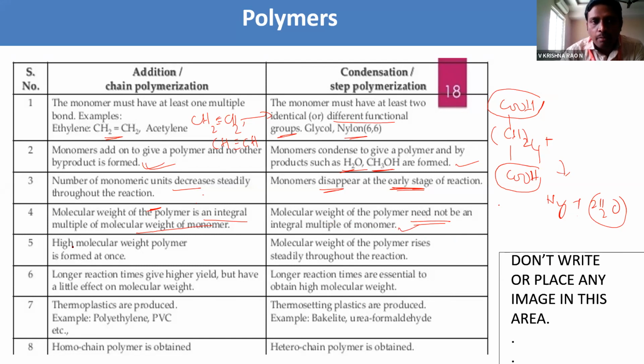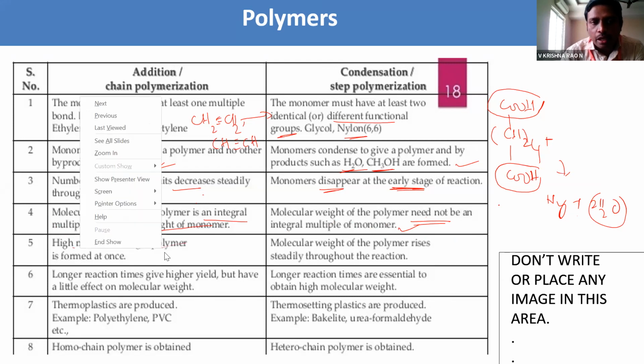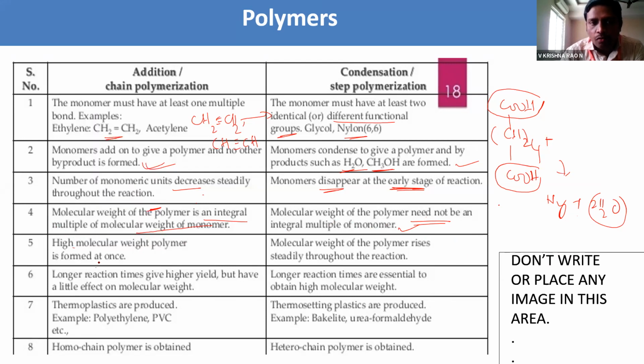In addition polymerization, high molecular weight polymers are formed at once. In condensation polymerization, the molecular weight of the polymer rises steadily throughout the reaction; it slowly increases. Here a longer reaction time gives a high yield but has little effect on the molecular weight. In condensation, longer reaction times are essential to obtain high molecular weight compounds.